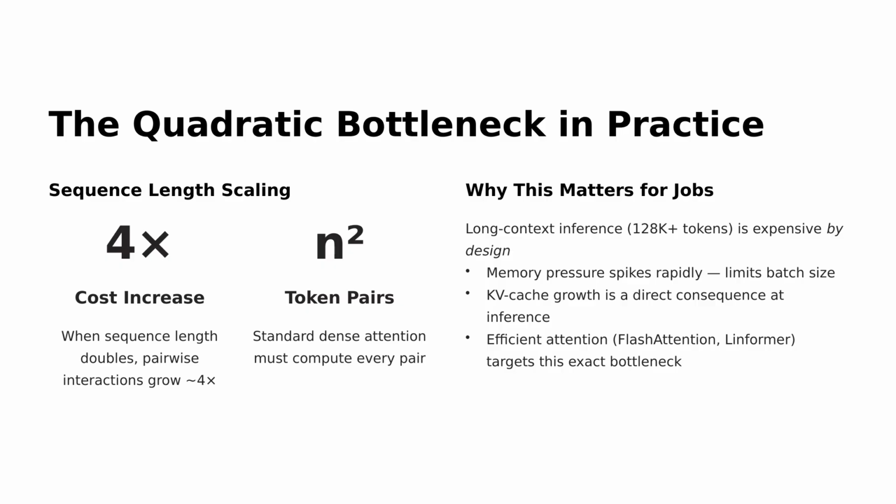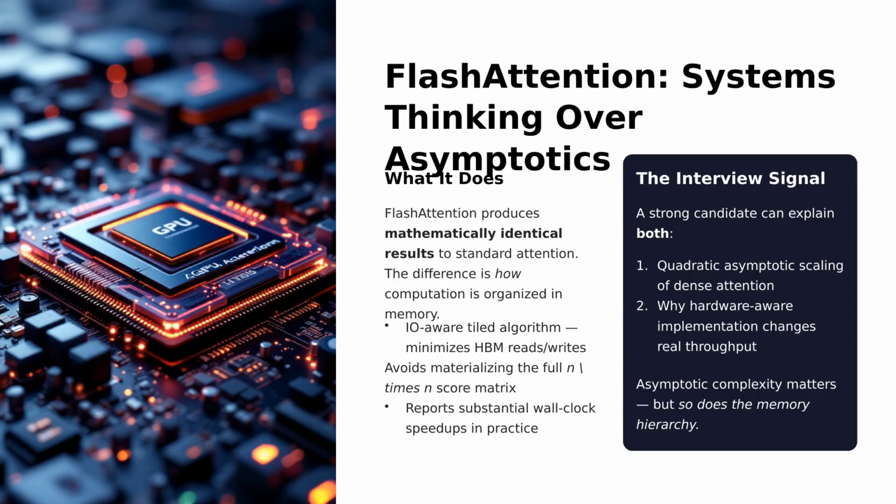Because dense attention compares every token with every other token, that n-squared scaling makes long context inference, especially at 128K tokens and beyond, expensive by design. It also drives up memory use and KV cache size, which limits batch size. Techniques like FlashAttention and Linformer are designed to reduce exactly this bottleneck.